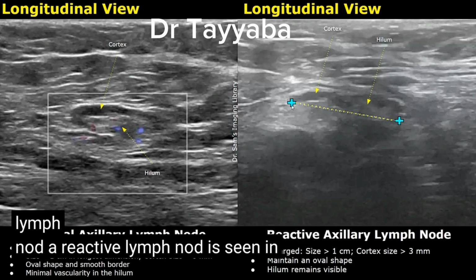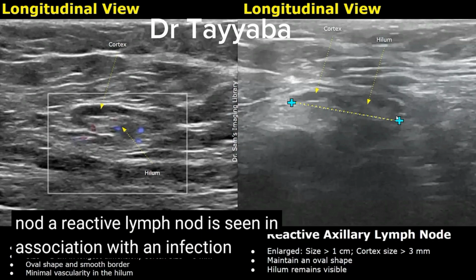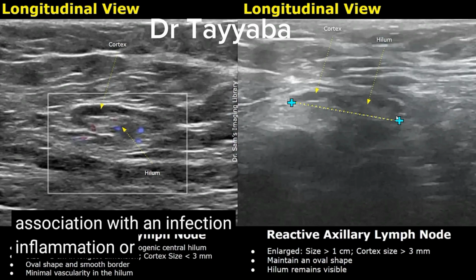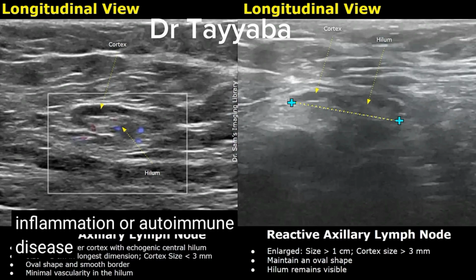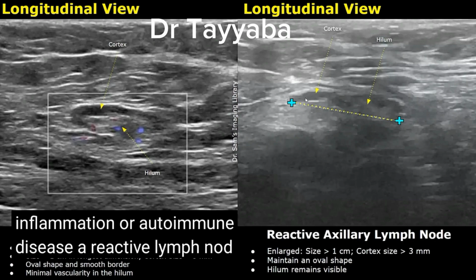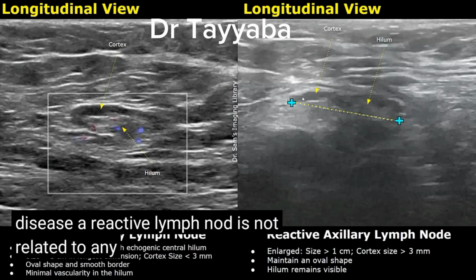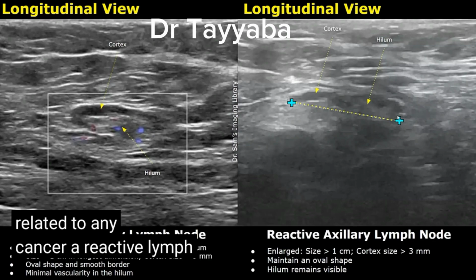A reactive lymph node is seen in association with an infection, inflammation, or autoimmune disease. A reactive lymph node is not related to any cancer.